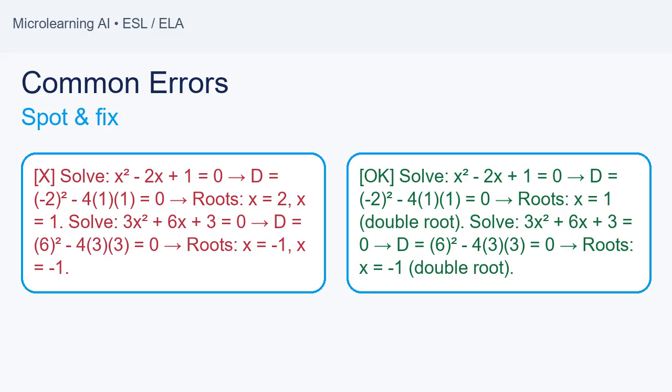Correct versions are: solve x squared minus 2x plus 1 equals 0. D equals negative 2 squared minus 4 times 1 equals 0. Roots: x equals 1, double root. Solve 3x squared plus 6x plus 3 equals 0. D equals 6 squared minus 4 times 3 times 3 equals 0. Roots: x equals negative 1, double root.